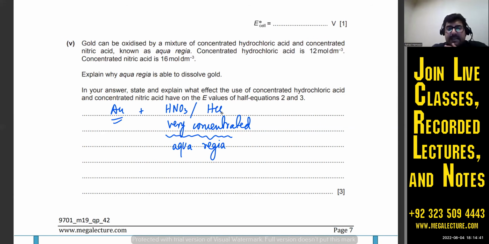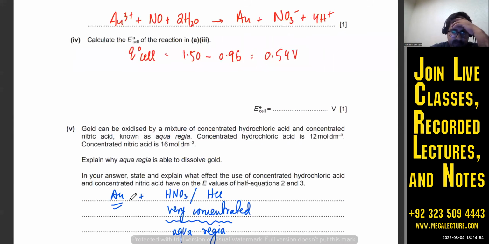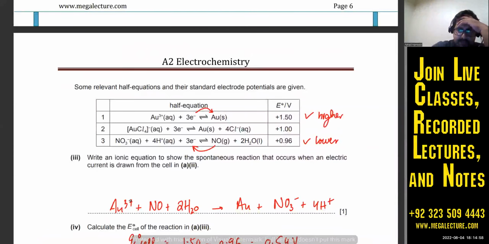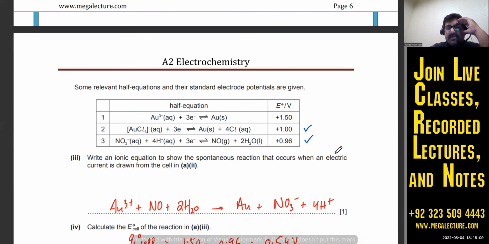So in your answer, state and explain what effect the use of concentrated hydrochloric acid and nitric acid have on the E values of half equations 2 and 3. So we have to look at half equations 2 and 3. So this is the question. Aqua regia dissolves gold, and we have to figure out how it does that, right? Specifically, he's talking about equation number 2 and equation number 3. He's saying explain your answer using these two equations, right?